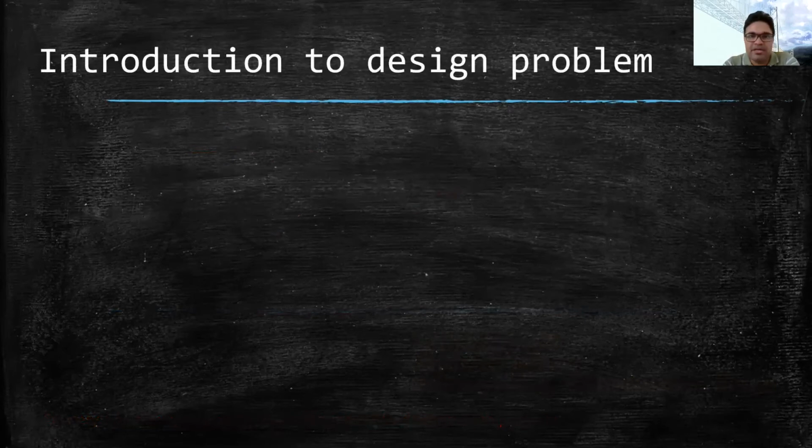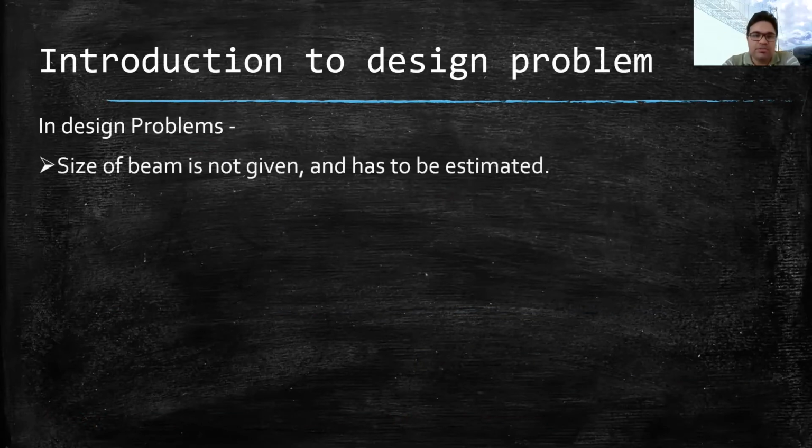So introducing the design problem, I think I have already introduced this design problem earlier. So now in the design problem, generally the size of the beam is not given. Now size of the beam here refers to the value of B and D. So D is the overall depth and B is the width of the beam. So this size is not given and we have to estimate this size.